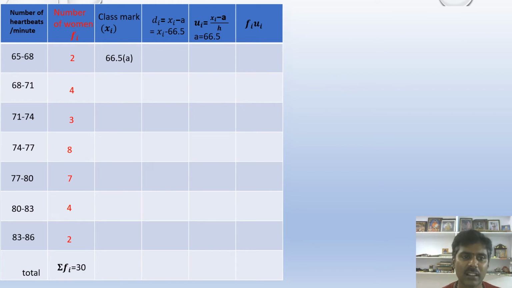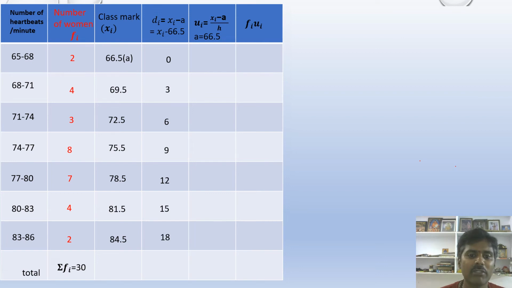Then you add the class size, 3, to this, and you will get the next class marks: 69.5, 72.5, 75.5, 78.5, adding 3 each time. And I told you in the previous video that you take the first class mark itself as the assumed mean, so that you will not get negative values. So the first deviation is 0, and adding the class interval again, I get the deviations 3, 6, 9, 12, 15, 18.